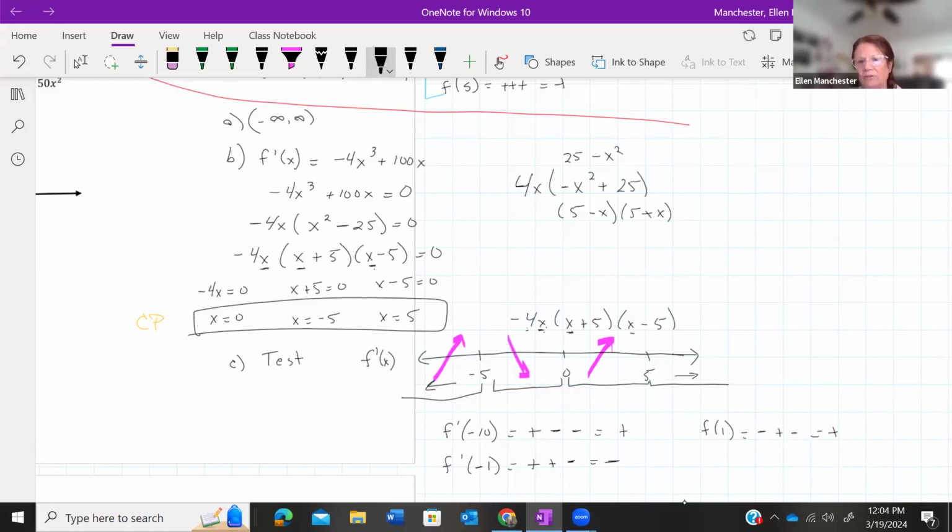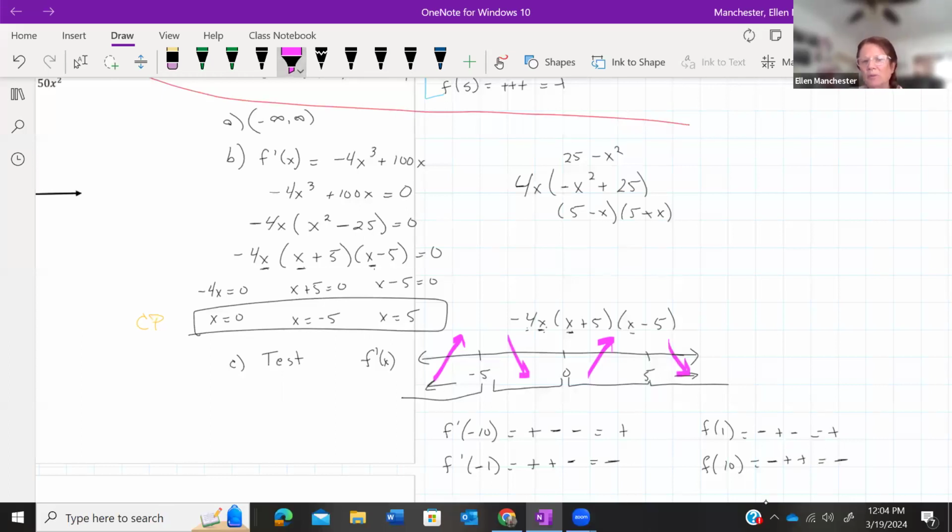And then the last interval, I'll do +10. I could have picked 6. I could have picked 100, doesn't matter, any value in that interval. So -4 times 10 is a negative. 10 plus 5 is a positive. 10 minus 5 is positive, so it makes that whole thing negative.